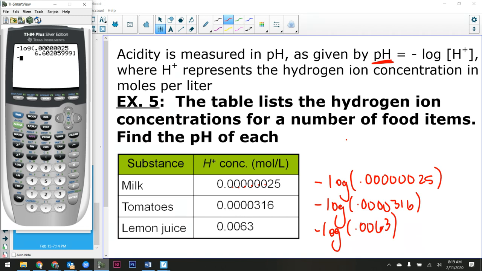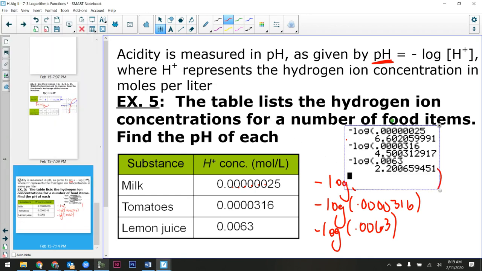Whoa. Negative log of 0.0000316. I think I've put one, not too many zeros. And then negative log of 0.0063. Okay, so those are my pHs. So if you ever wonder how do you calculate pH, you can use a logarithm. I'm so glad I know that.